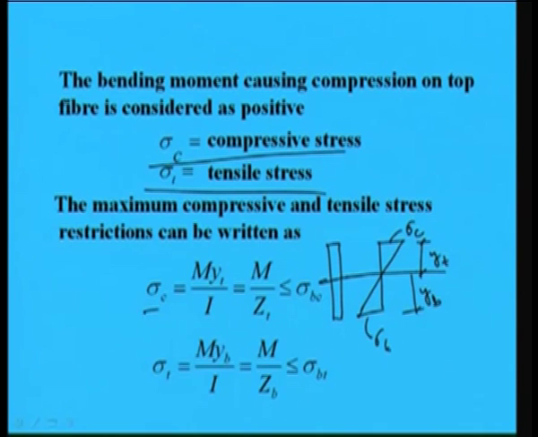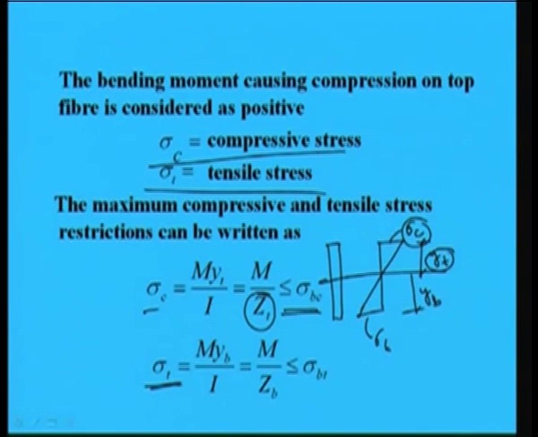So this is a member, and the neutral axis is here. What we are calculating is that sigma c will become M by I into y t, and I by y t can be written as Z t. So M by Z t has to be less than sigma b c, where sigma b c is the allowable bending stress in compression. Similarly, sigma b t will be the allowable bending stress in tension, and the calculated bending stress in tension will become M by I into y b, that means M by Z b, which should be less than or equal to sigma b t.